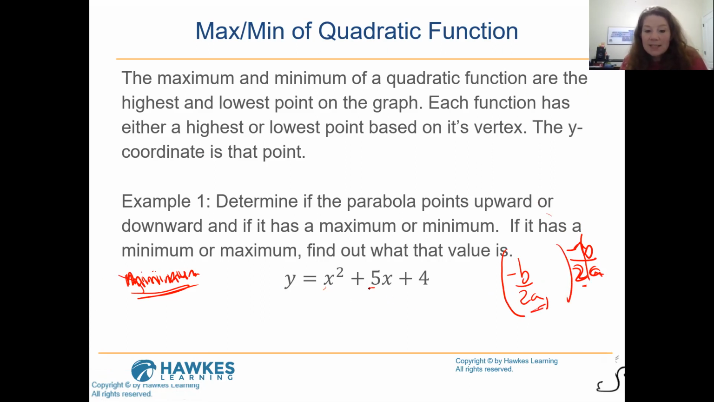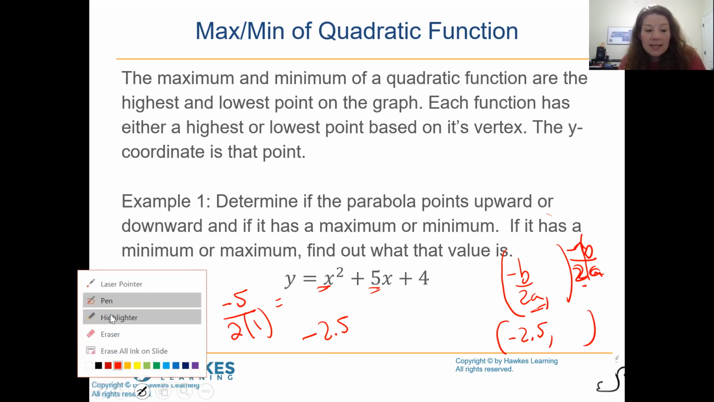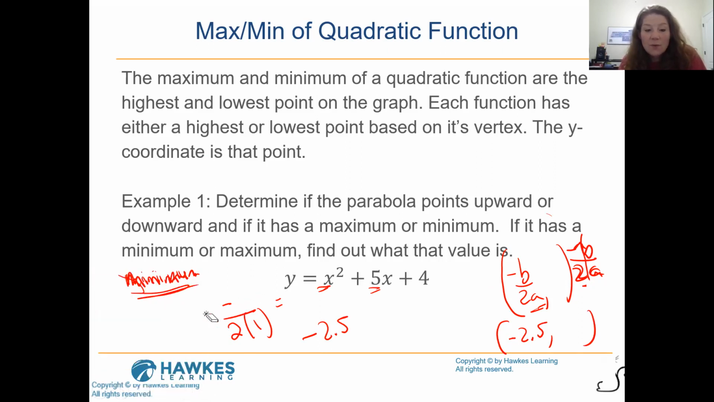So our b is 5. So the opposite of 5 is negative 5 over 2 times a, and a is 1. So negative 5 over 2 is negative 2.5. So our x value is negative 2.5. Now to get the y value, we plug in negative 2.5 for x to figure out what y is.